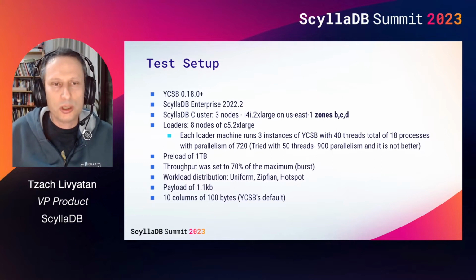We're using C5 for the loaders. Not a lot of storage here because we mainly want to test latency, so it's 1 terabyte. And we're using different distributions of data. I'm going to touch on that later.